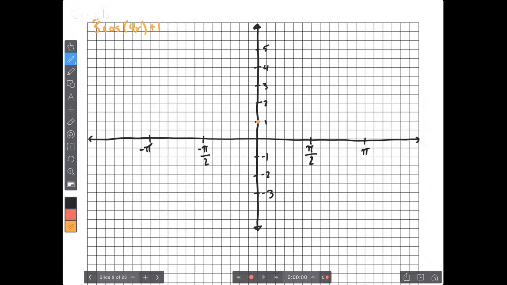And the function has a period of pi over 2. So I know it's going to be back here. I know it's going to be there halfway in between. I know it goes up 3 to right there. I know it goes down 3 to right there. So we can pretty much say, okay, well, that was ugly.